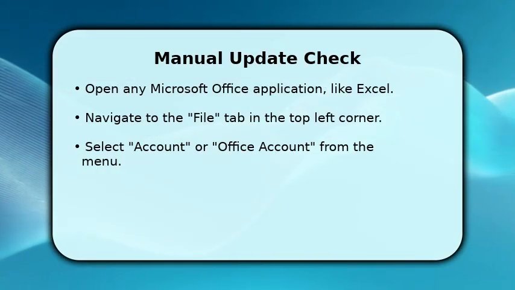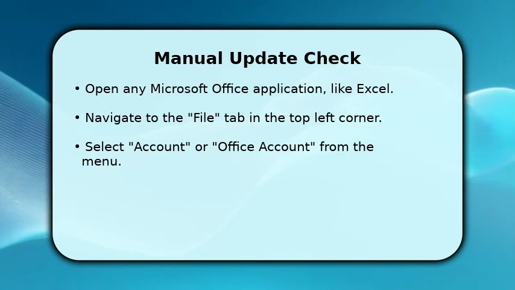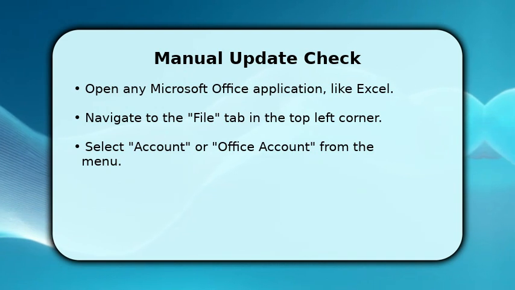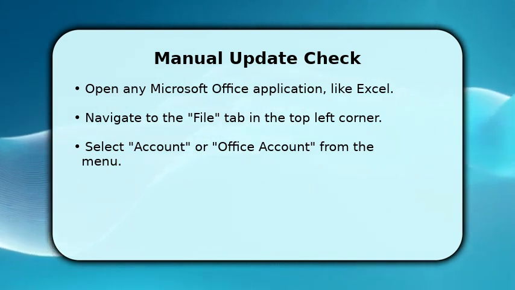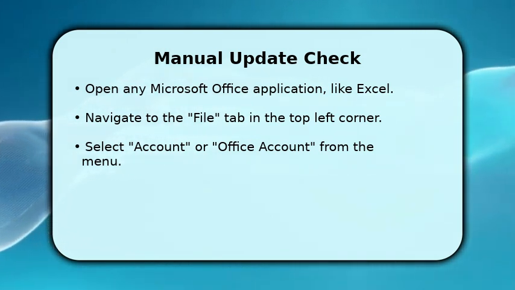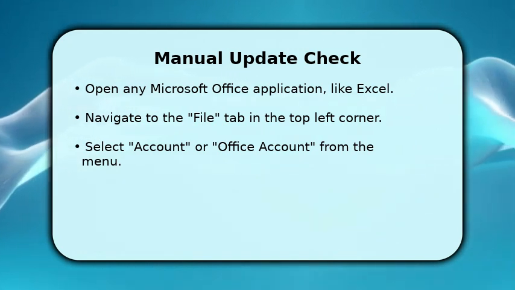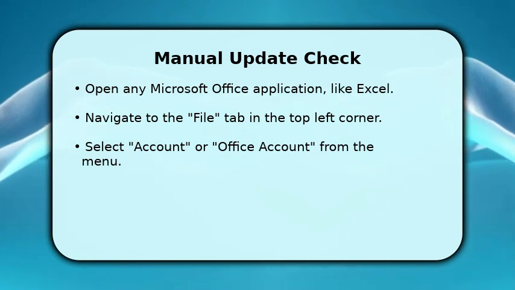To manually check for updates, first open any Microsoft Office application, such as Excel. Look for the File tab located in the top left corner of your screen and click on it. From the menu that appears on the left, select Account or Office Account. Then, under Product Information, click Update Options and choose Update Now. This will prompt your software to search for and install any available updates.